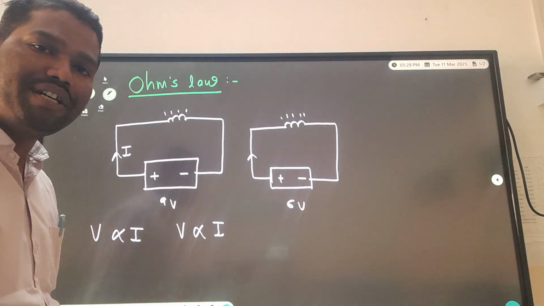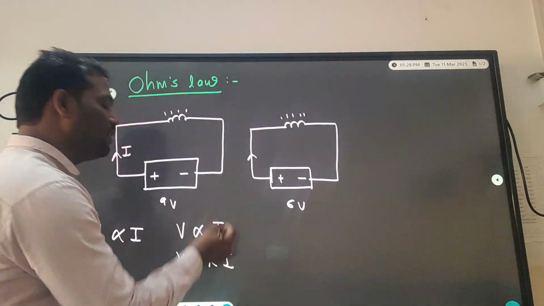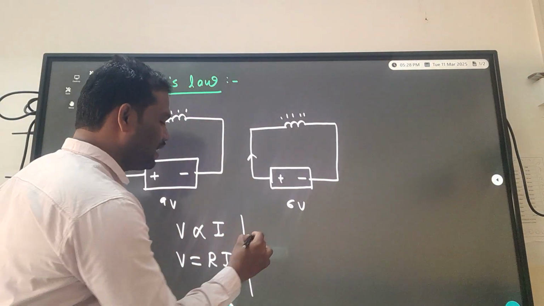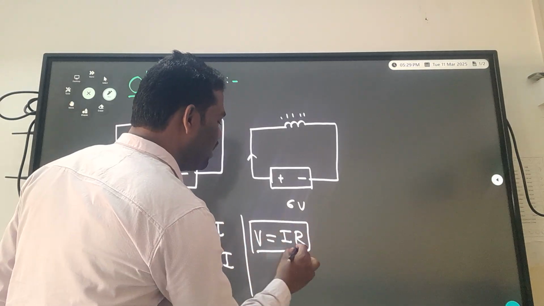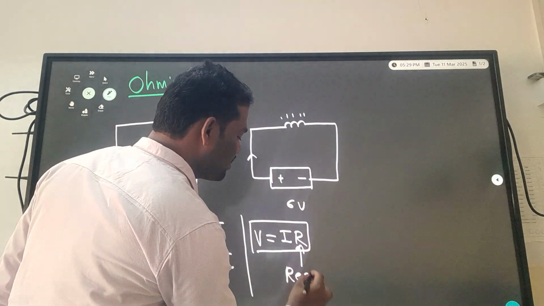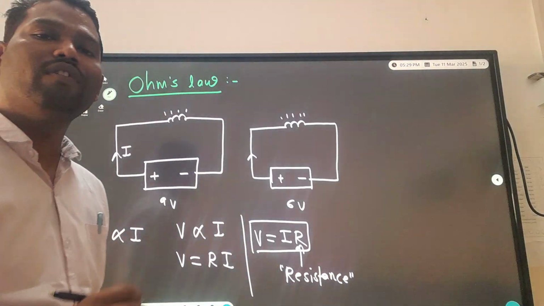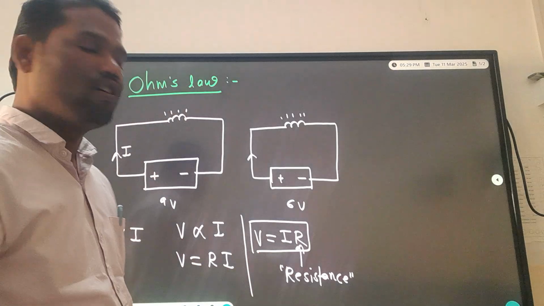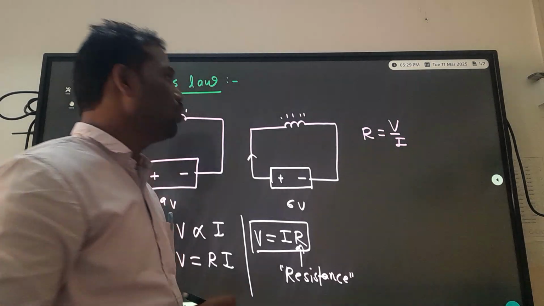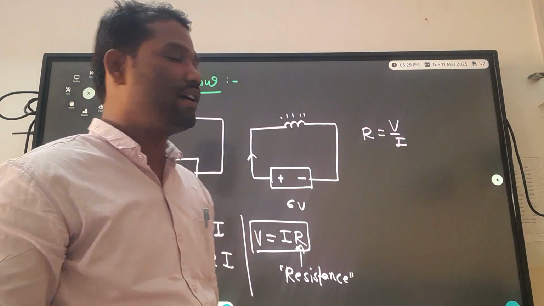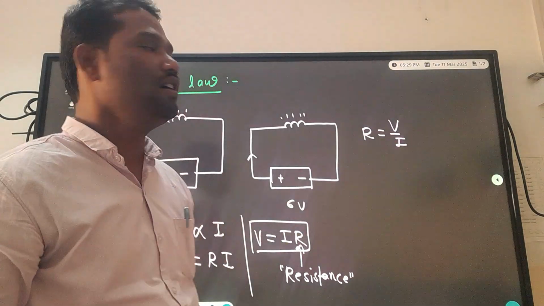If we remove the proportionality sign, we can write V is equal to some constant R multiplied by I. So we can also write V = I × R. This R is called the resistance. What is resistance? It basically opposes the flow of electrons. From this formula we can write R = V / I. So the resistance can be calculated by taking the ratio of potential difference and electric current passing through the circuit.